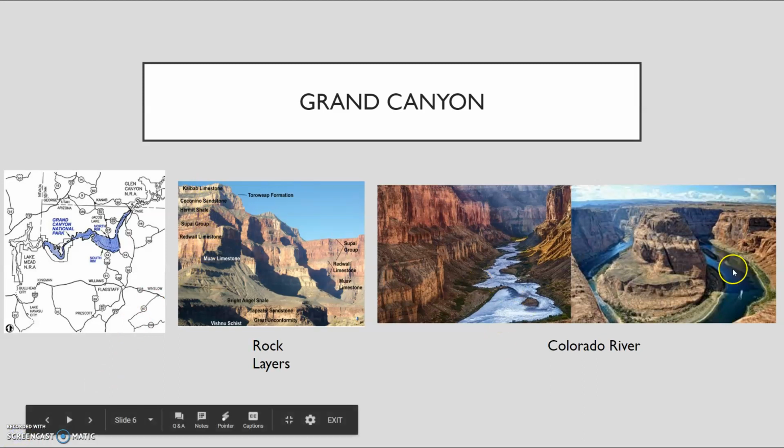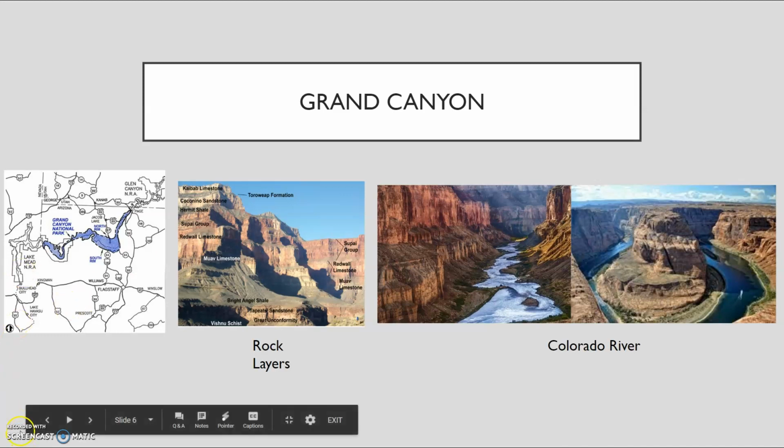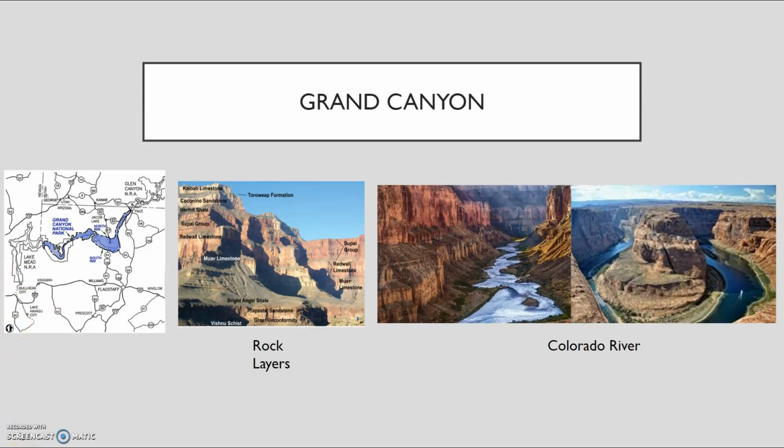So these two images right here show the Colorado River that's located inside the Grand Canyon. It flows through the canyon and touches 7 states as well. Water is the number one agent of weathering and erosion on Earth.